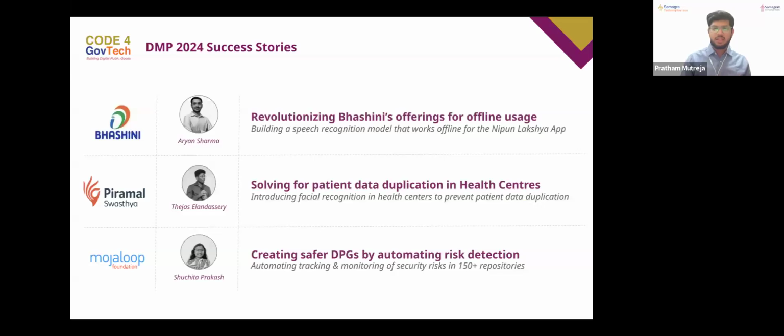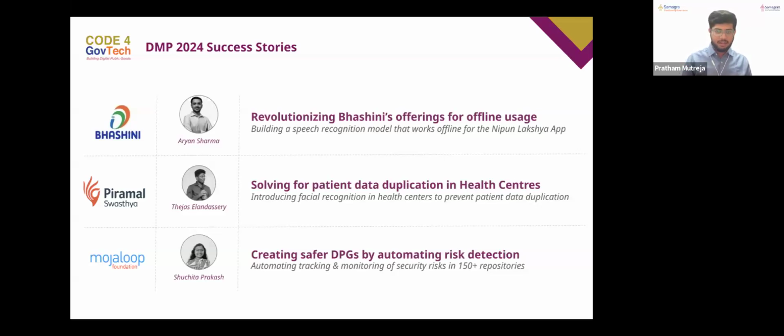Now, Tejas, he introduced facial recognition in health centers to prevent patient data duplication. Now, Suchita, she automated tracking and monitoring of security risks. So, Mojalu basically works around payments, so it is monitoring and tracking of security risks around that only. So, these are certain examples that while working in DMP, you get to work on very high impact projects.